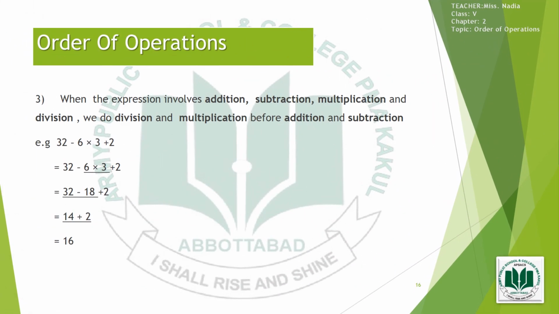Number 3 is when the expression involves addition, subtraction, multiplication and division, we do multiplication and division before addition and subtraction. For example, 32 minus 6 multiplied by 3 plus 2. Here first we will do multiplication. So underline the operation that we will do first, that is 6 multiplied by 3.